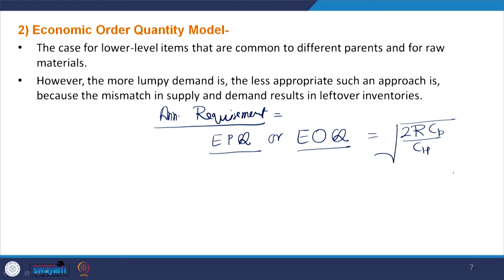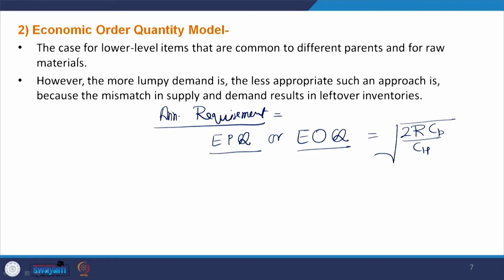Now, it is obviously going to balance the two types of cost, your cost of ordering or cost of setup and cost of carrying the inventory. So, in this particular case, we expect that the cost of inventory should be less than any other method. The cost of inventory should be minimum in this particular case, but here the case is for lower level items that are common to different parents and for raw materials.